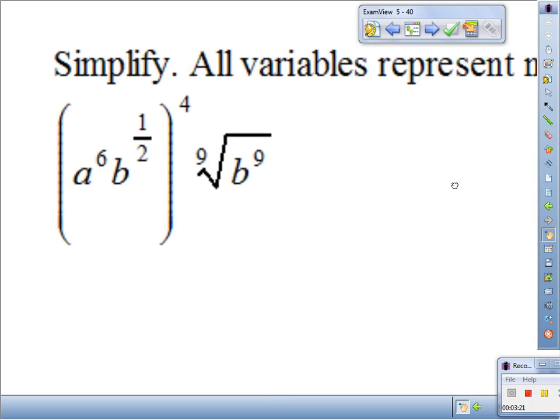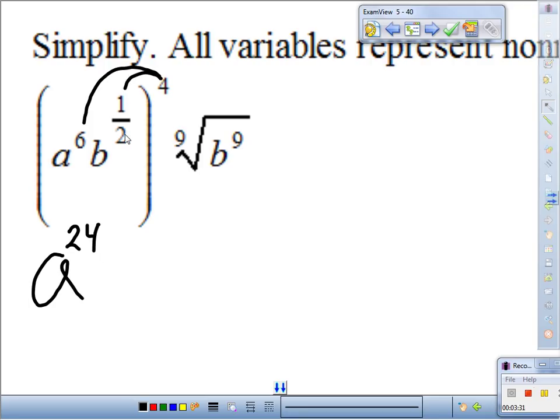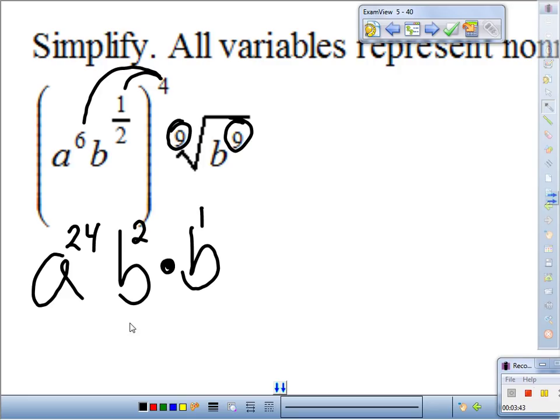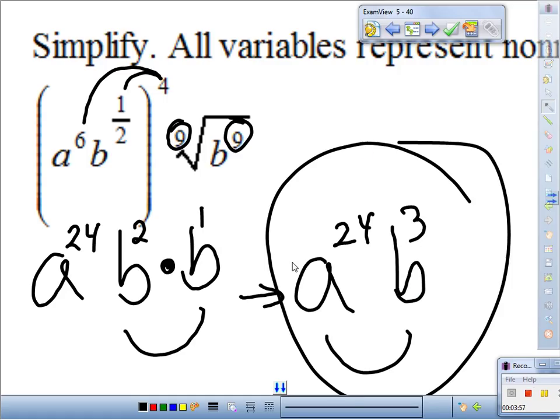Number 5. Simplify. Let's see. What is 4 times 6? A to the 24th. What is 4 times 1? 4 divided by 2 is 2. So that's b to the 2nd. These are side by side, so it's multiplication. What happens with exponents and indexes? They divide. What is 9 divided by 9? B to the 1st. Are these the same bases? Yes. So therefore, I bring over the a to the 24th. And what is b to the 2nd times b to the 1st? That's b to the 3rd. And we got that. All right, good.